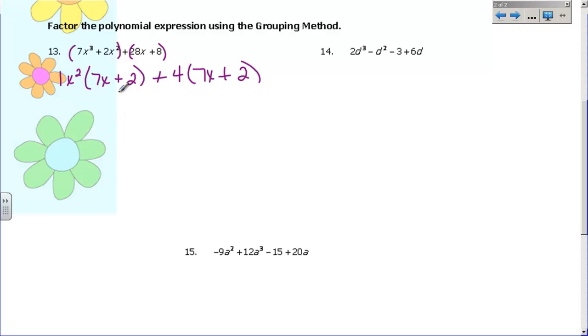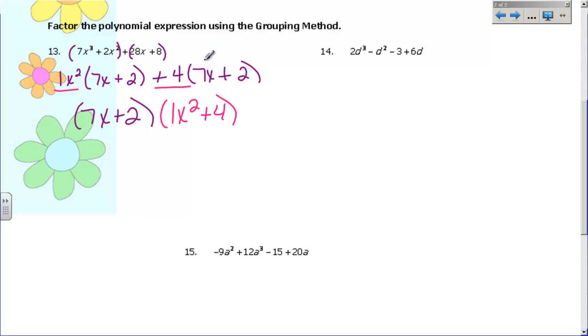Now if you will look, the two things in parentheses that came out together, they happen to match. That's because one of my factors is going to be 7x plus 2. The other factor is what's left outside of the parentheses. So the other factor happens to be 1x squared plus 4. You only write down the 7x plus 2 once, even though it shows up twice.